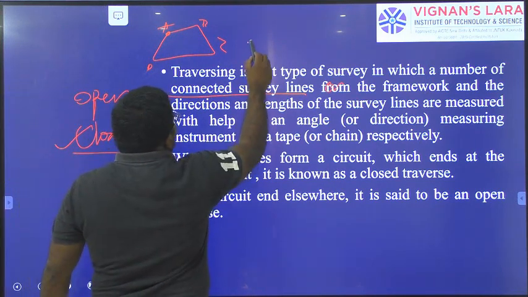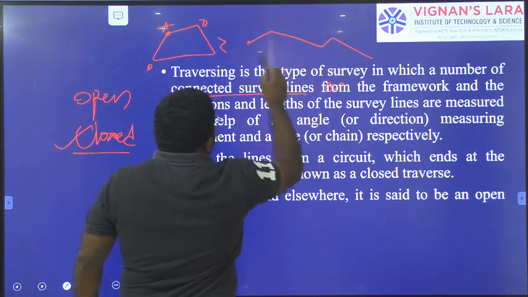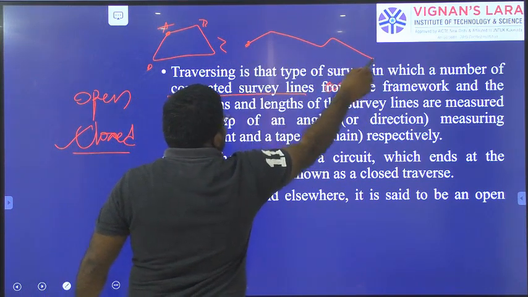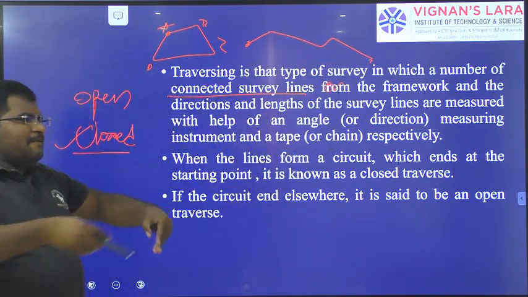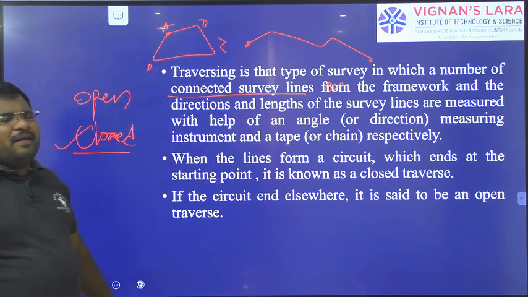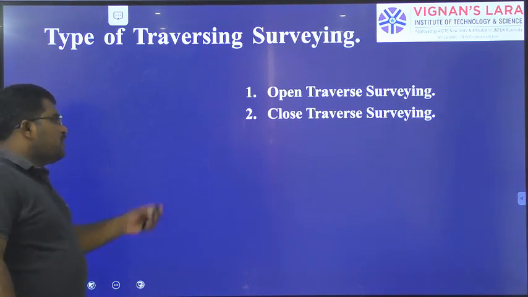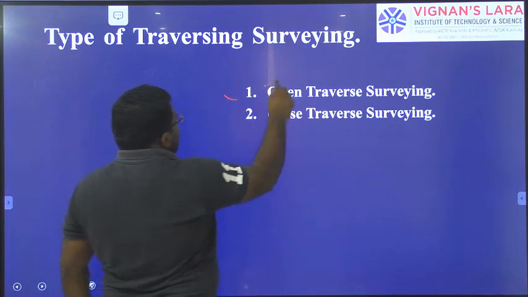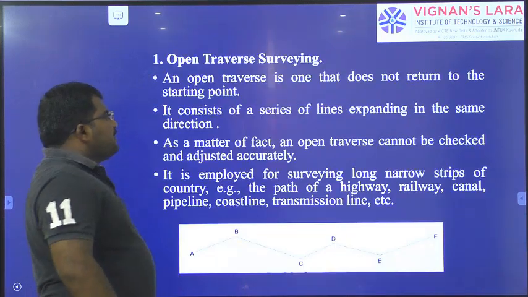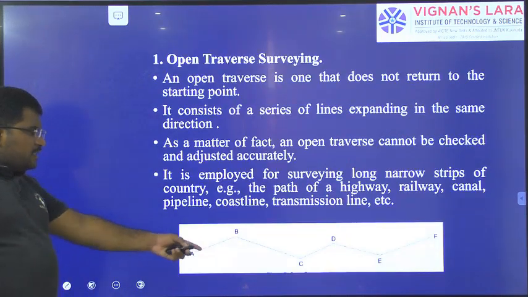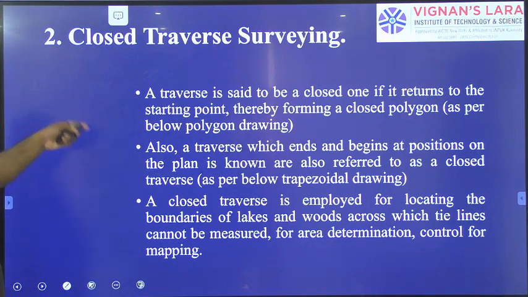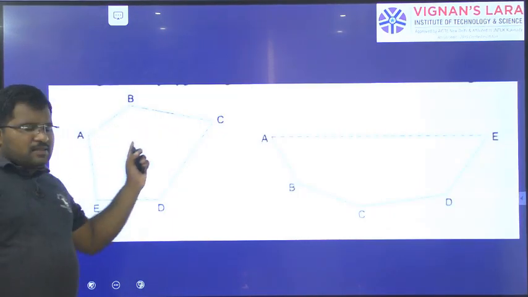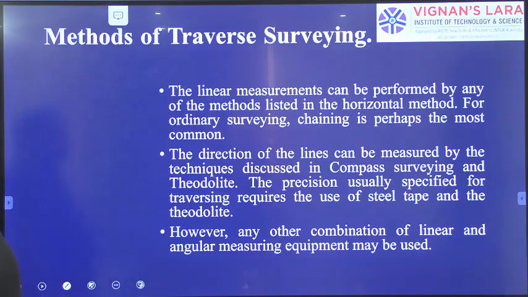Now if you are moving continuously, and you start here and end at some other point, it is like an open one. That is called open traversing. So that's why you know there are two types of traversing: open traversing and closed traversing. Open traversing is like this, and closed traverse will be like this. It is going to be a closed one.